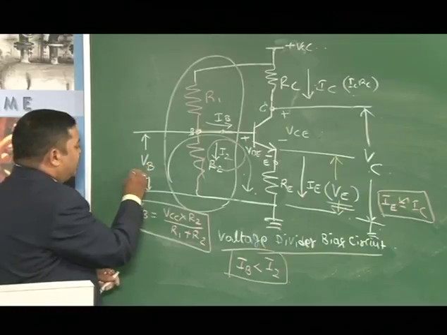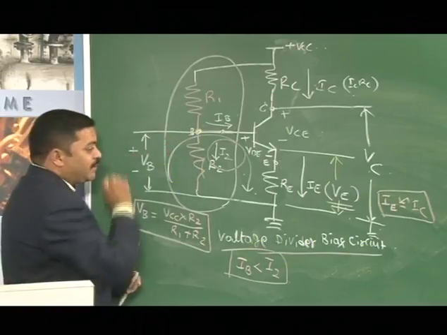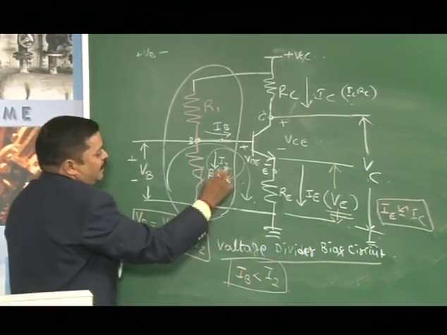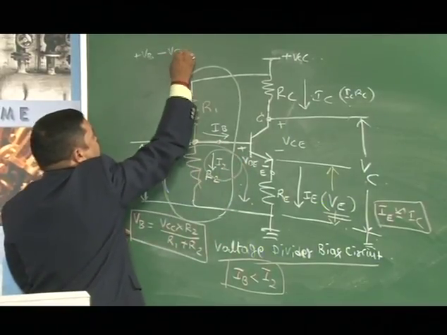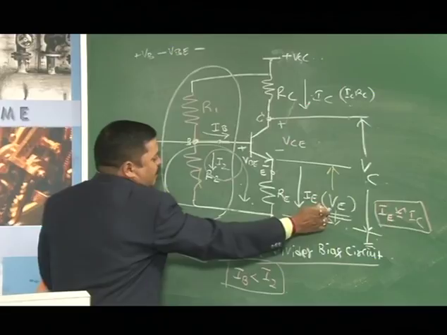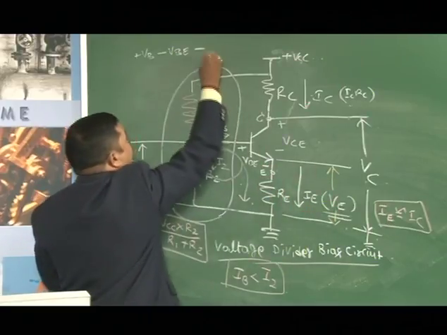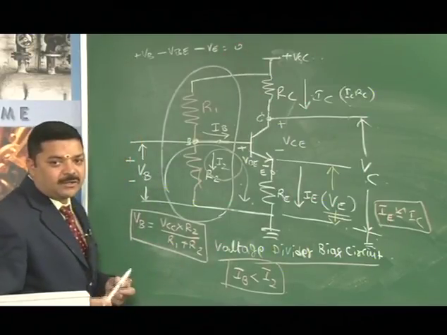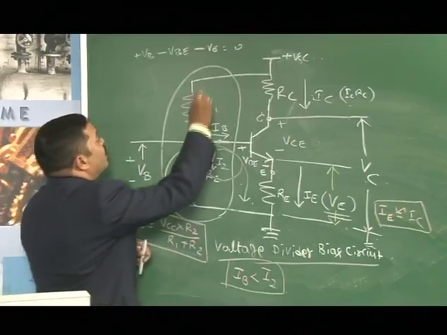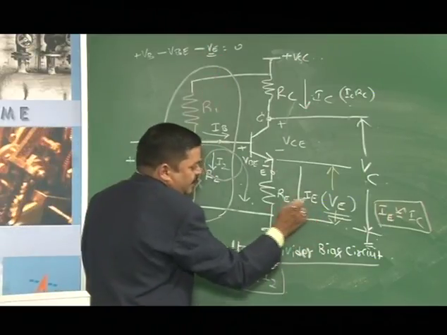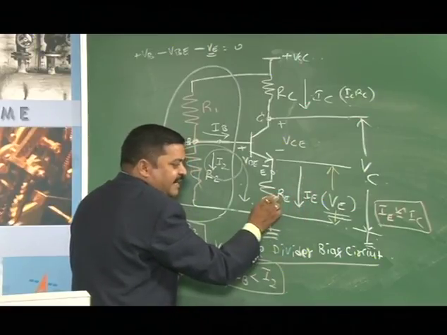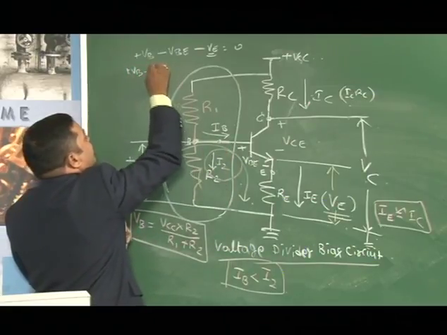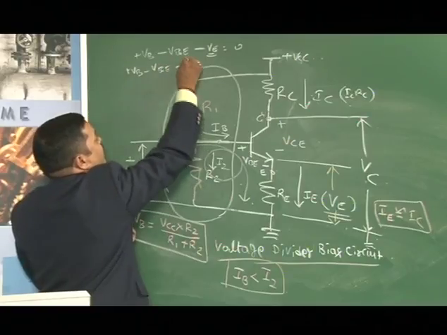It is VB minus plus, minus to plus, we will assume it as positive, as I told you. So, it is VB plus VB minus VBE minus the voltage here in this resistor, which is VE, equal to 0. The algebraic sum of voltages in a closed loop is 0, that is KVL. What is VE? IE is flowing through RE, so RE into IE is VE. Therefore, VB minus VBE minus IE into RE equals 0.